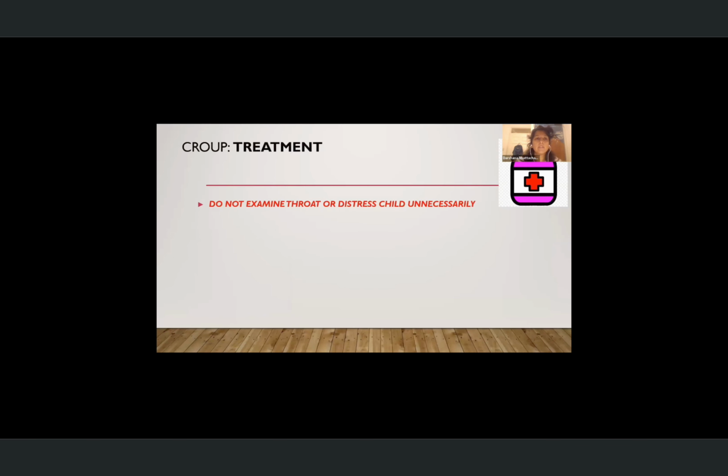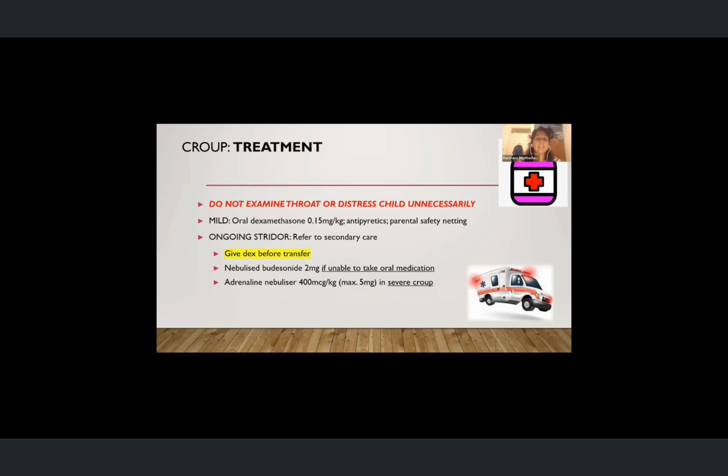So treatment-wise, if you have a child in front of you with stridor, we generally recommend not to examine the throat or distress the child unnecessarily because it can worsen the stridor. In mild illness, a single dose of oral dexamethasone at the standard dose that we have here is usually effective. If the child is febrile or in pain, antipyretics work, and giving good parental safety netting about when to come back to seek further help is also necessary. Essentially, if the child has ongoing stridor, they will need to be referred to secondary care rather than having multiple doses of Dex given at home, just because of the risk to the airway.